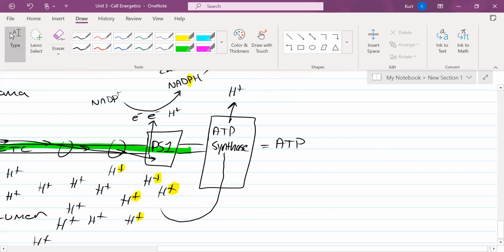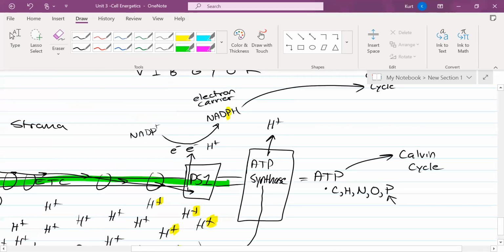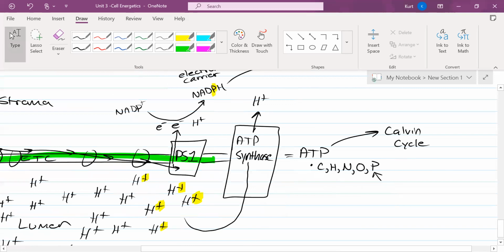Now, by the way, ATP has the elements carbon, hydrogen, nitrogen, oxygen, phosphorus. So ask yourself, what macromolecule is it? Is it a carb, a lipid, a protein, or a nucleic acid? Your answer should be nucleic acid, and the dead giveaway is phosphorus. It is a nucleic acid. Well, this ATP will also go to the Calvin cycle. Got it? All right.